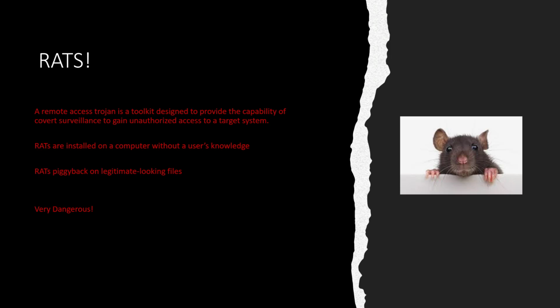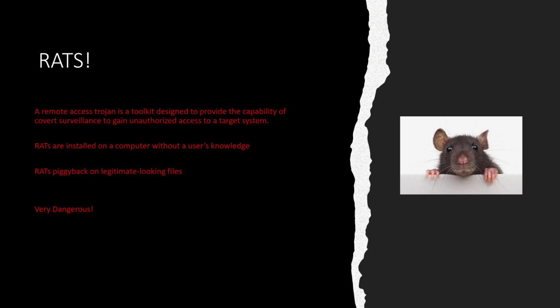Rats. No, not the ones living in your wall, but remote access Trojans. A RAT is a type of malware that's very similar to legitimate remote access programs like TeamViewer or Cisco WebEx. The main difference, of course, is that these malicious RATs are installed on a computer without a user's knowledge. Most legitimate remote access programs are made for tech support and file sharing purposes, while RATs are made for spying on, hijacking, or even destroying the computer.